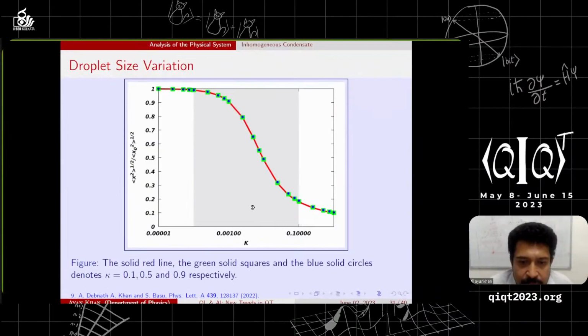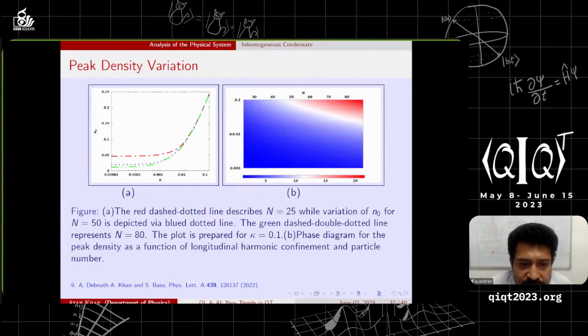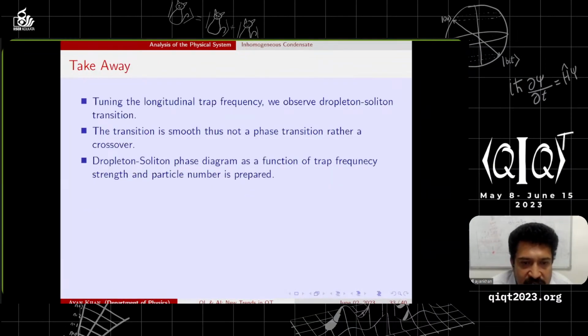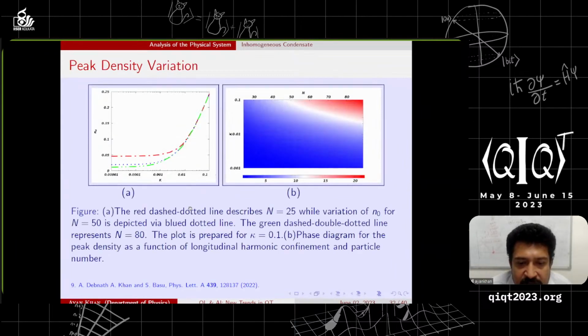Okay, fine. So far, this is what we understood. From here, what we learned is that by tuning the longitudinal trap frequency, we can observe a droplet-soliton transition. The transition is smooth, thus not a phase transition, rather a crossover. And we have prepared a droplet-soliton phase diagram as a function of trap frequency strength and particle number.